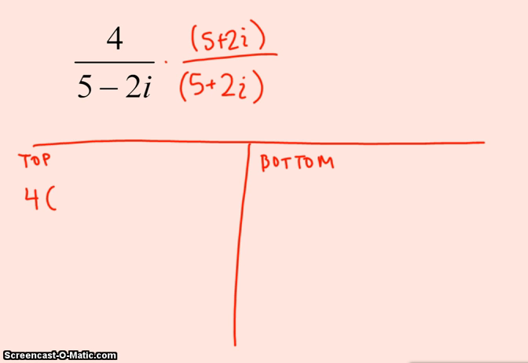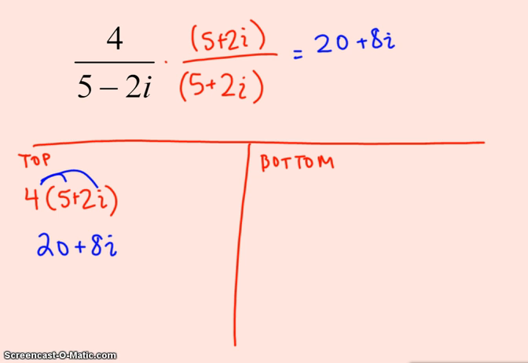So the top is 4 times 5 plus 2i. What's nice about this is that all I have to do is distribute the 4 in. I don't have to FOIL or box or distribute a whole bunch of things. These are only two multiplications. So 4 times 5 is 20. 4 times 2i is 8i. So that's easy. That's the top of our fraction, 20 plus 8i.